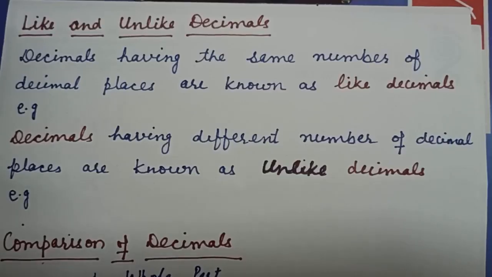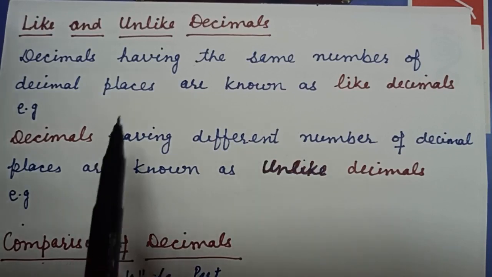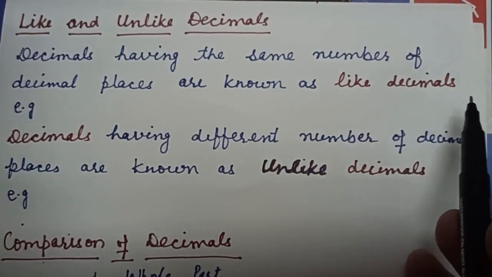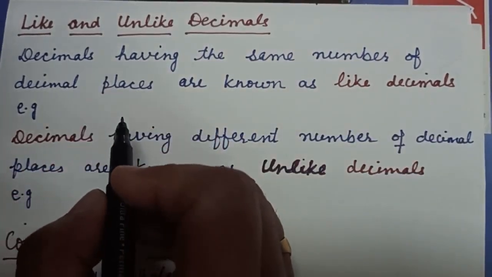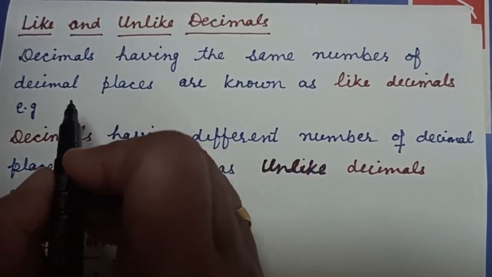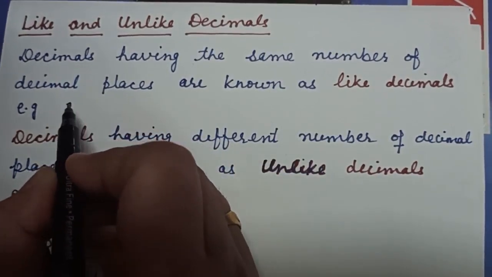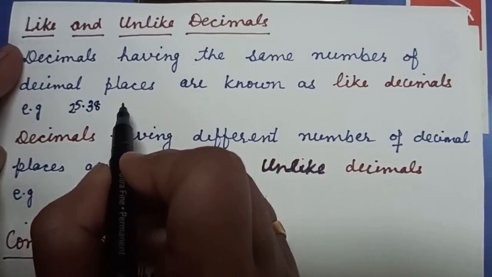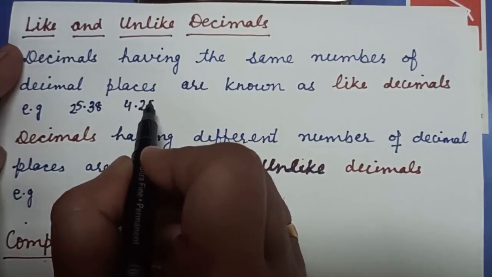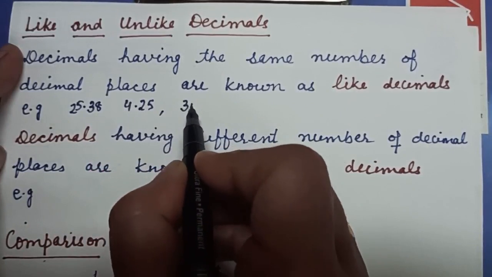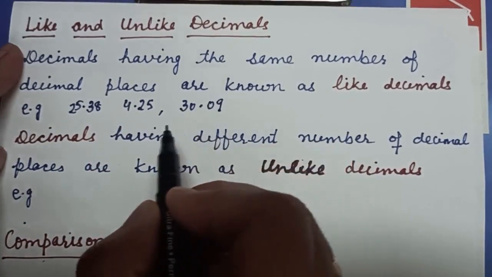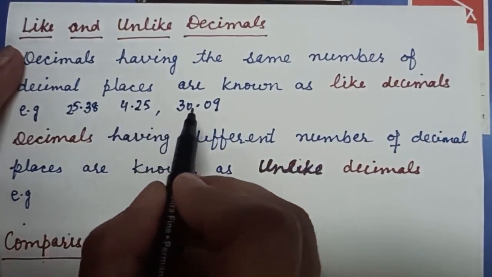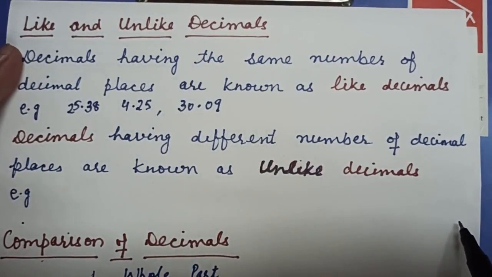Next we have like and unlike decimals. Decimals having the same number of decimal places are known as like decimals. Same number of decimal places means the same number of digits after the decimal. So let us take an example. If I write the numbers 25.38, 4.25, 30.09. Now in all these decimal numbers we can see after the decimal we have two digits. It means they are like decimals.